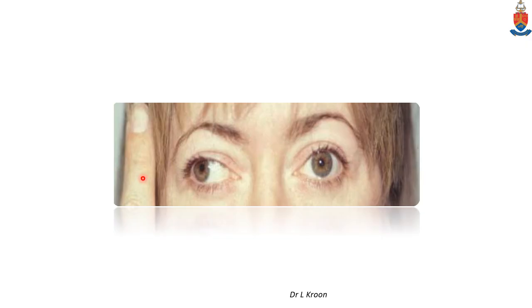So here a patient is being asked to look at this finger here on the right, and as you can see, there's normal abduction of the right eye with a loss of normal adduction of the left eye. So this would be referred to as an internuclear ophthalmoplegia. And this localizes to the left medial longitudinal fasciculus. So let's go over the system again.